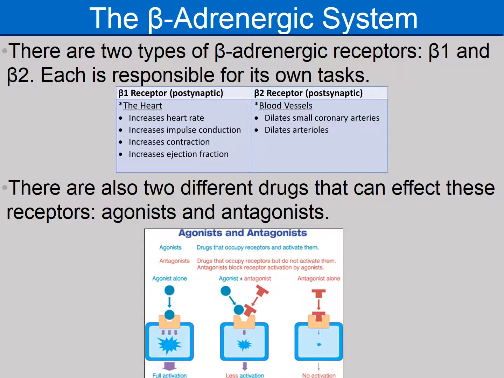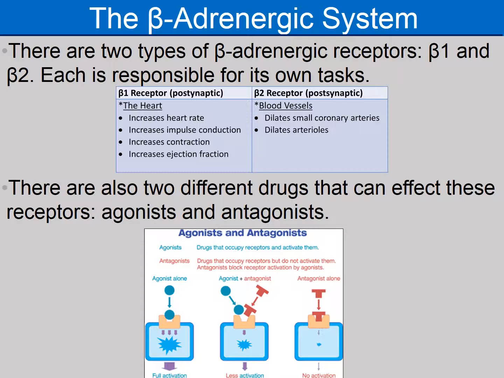Within the beta adrenergic system, there are two different types of beta adrenergic receptors, the beta 1 receptor and the beta 2 receptor, and each is responsible for its own task. The beta 1 receptor is responsible for the heart. It increases the heart rate, increases impulse conduction, increases contraction, and increases ejection fraction. On the other hand, the beta 2 receptor is responsible for blood vessels, such as dilating small coronary arteries and dilating arterioles.